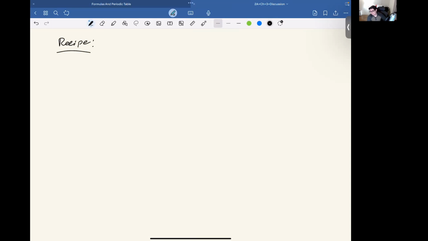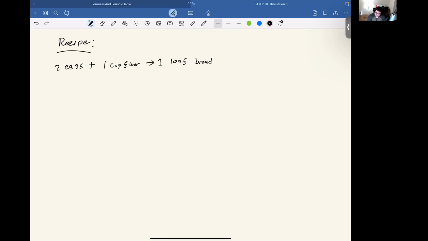If you have a recipe, let's say you need 2 eggs and 1 cup of flour, and that gives you 1 loaf of bread. I don't know how to bake bread, so maybe it's a really bad loaf of bread, but let's suppose that's the recipe. Okay, so 2 eggs, 1 flour, you get bread. There's no yeast apparently.